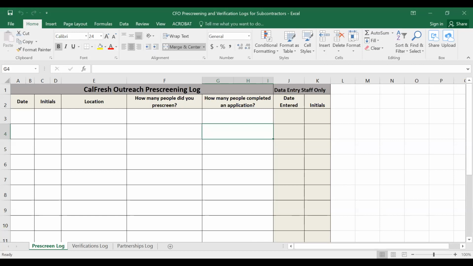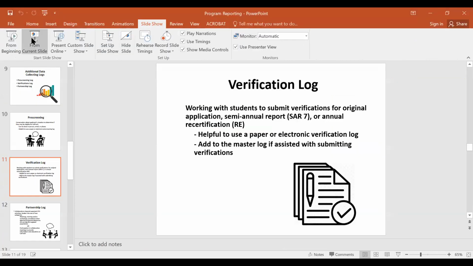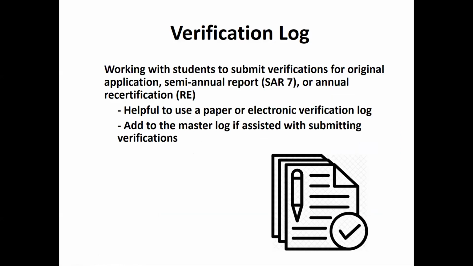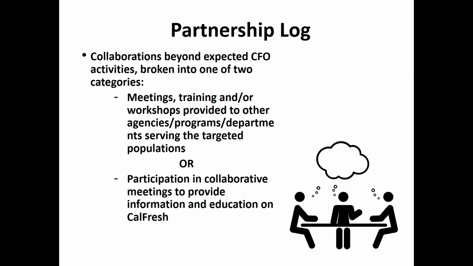Next, and we can go back to the presentation. So now the verification log. The purpose of this log is to keep track of when we work with students to submit verifications for original application, semi-annual report, which is STAR 7, or annual recertification, which we refer to as RE. So now we're going to switch and look at the log.